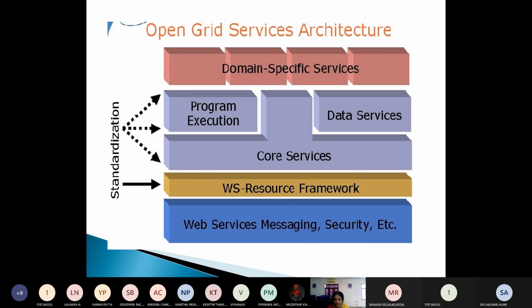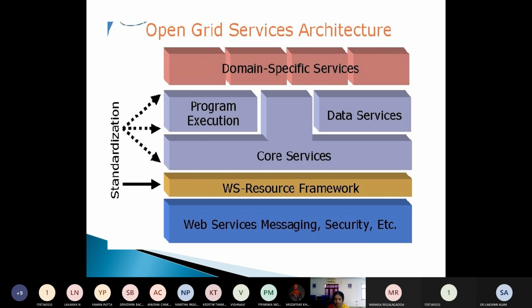What is the use of data service? It has data virtualization that provides the mechanism to access distributed resources such as database files. In order to access the database or files, we are using the data services, that is called virtualization.